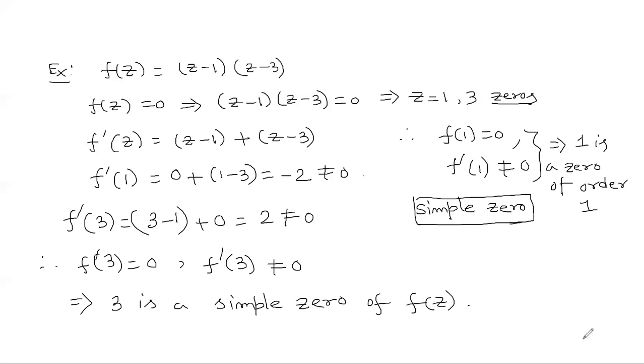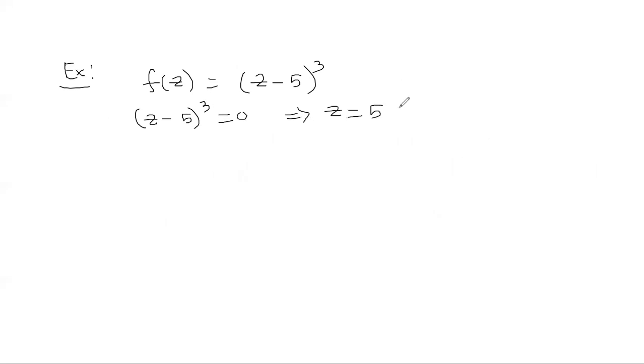Next, let us take f(z) equal to (z minus 5) power 3. So what are the zeros of the function f(z)? For this, we'll equate this to 0 and we'll get our zero as 5. Now we'll determine the order of the zero 5. For this, we'll take the first order derivative of f(z) and it is 3 times (z minus 5) whole square. We'll check whether it is 0. So f'(5) is equal to 0.